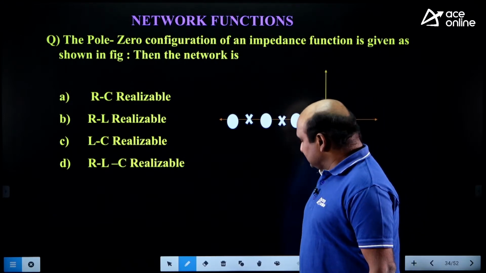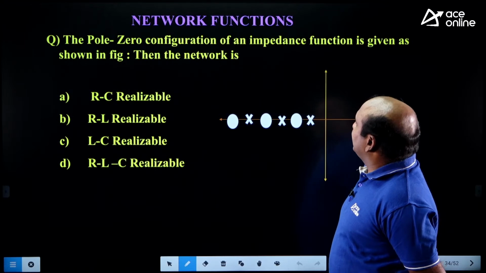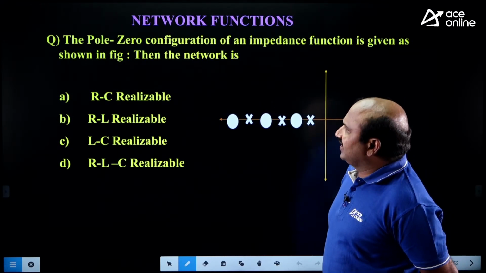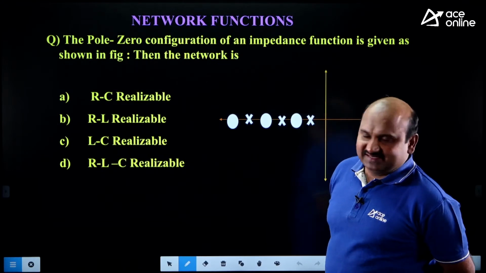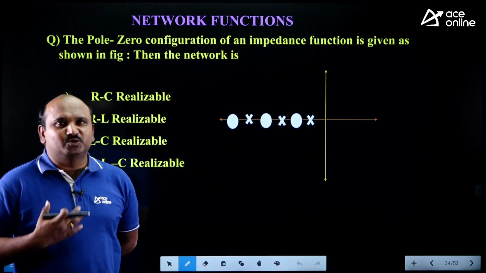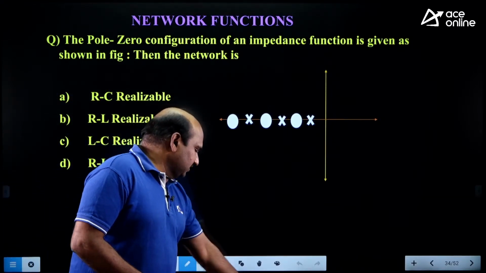See this. The question is: the pole zero configuration of an impedance function is given as shown in the figure, then the network is. See that. As per the pole zero diagram, I need to take it. Now tell me, which is the correct option?